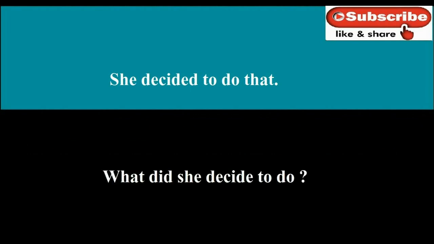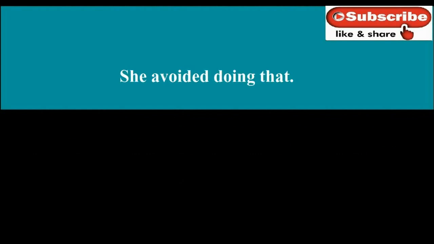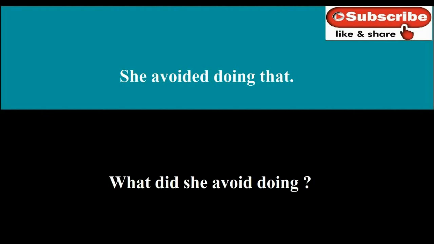Example 1. She decides to do that. Now the question to this would be, what did she decide to do? Example 2. She avoided doing that. Now the question to this would be, what did she avoid doing?